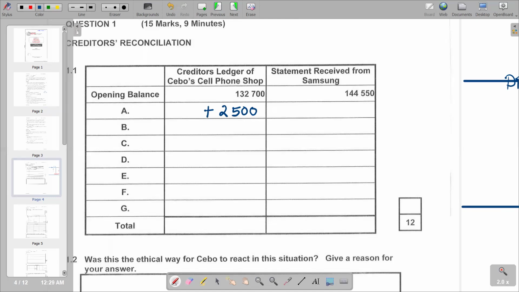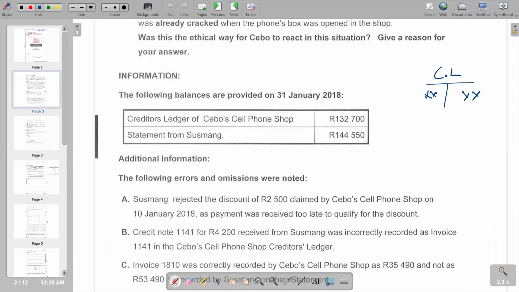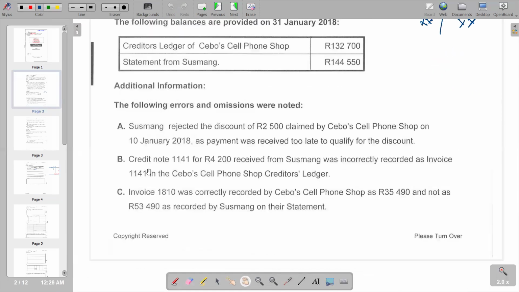So that's what we have on that part. Then we can move on to the second part, which is B. For B, we are saying credit note 1141 for 4,200 rands received from Sussman was incorrectly recorded as invoice 1141 in the Sable cell phone shop creditors ledger.